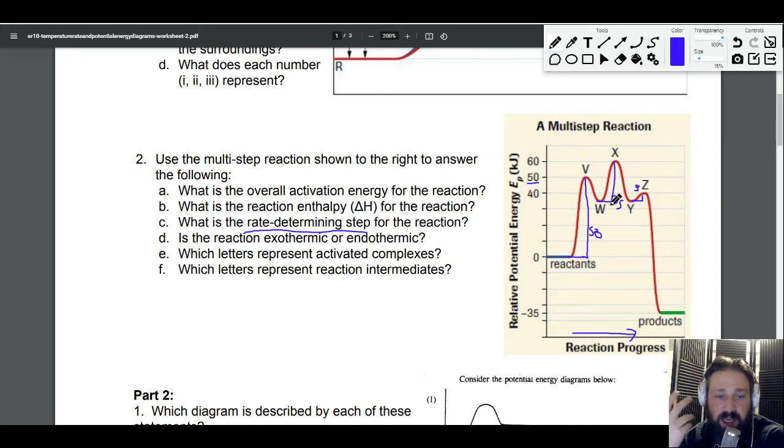Is the reaction exothermic or endothermic? We've already talked about that. This is going to be losing energy. The reaction is losing energy. It's exiting the reaction. So this is going to be exothermic.